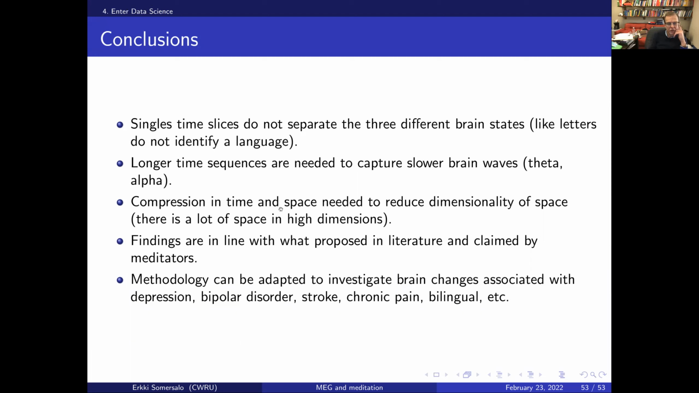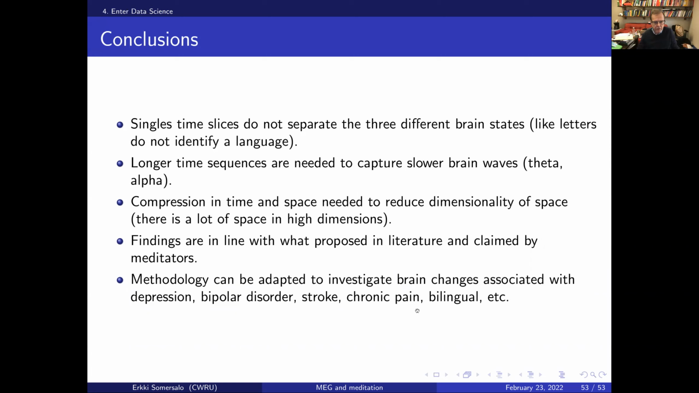We are currently looking at stroke data. People who have suffered stroke usually are also suffering from depression. Clearly, stroke is something that can easily send you to depression. So it would be interesting to see which parts of the brain are functioning differently in the post-stroke situation.